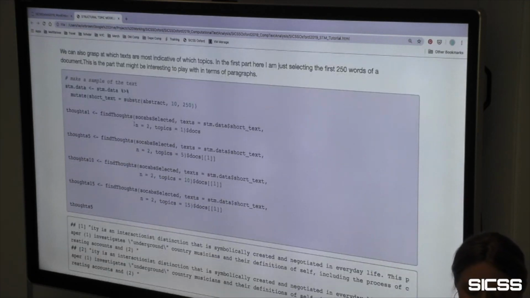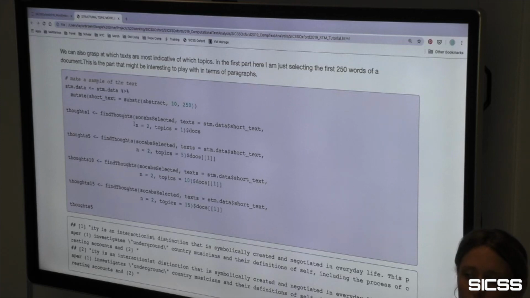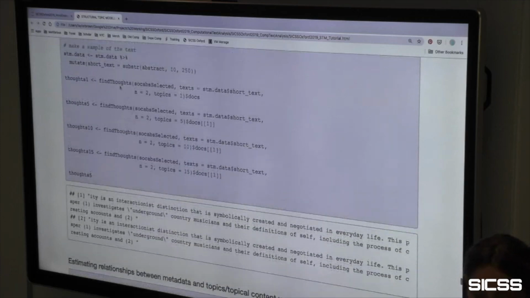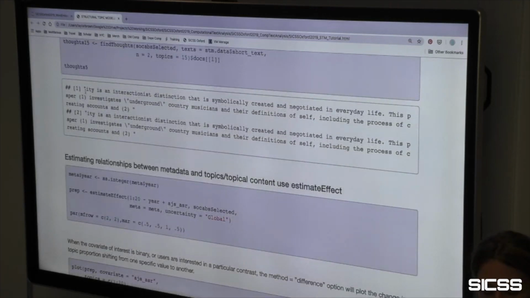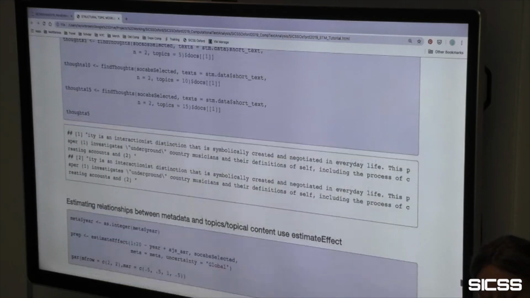This is a way of finding thoughts, which is a fun one. If you just wanted to pick a topic and get a representative quote from that topic to put in my paper, this is a way to do it. Here I just pick the first 10 to 250 characters of the abstract, and that's all that I print out. Obviously I don't know why I started at 10, because it cuts the word halfway through. Don't do that.